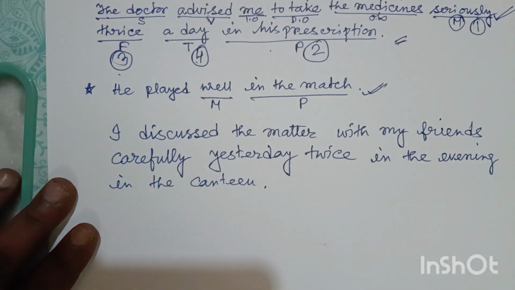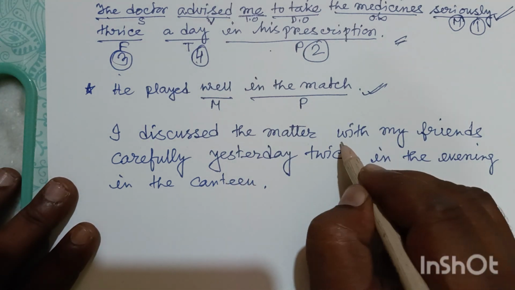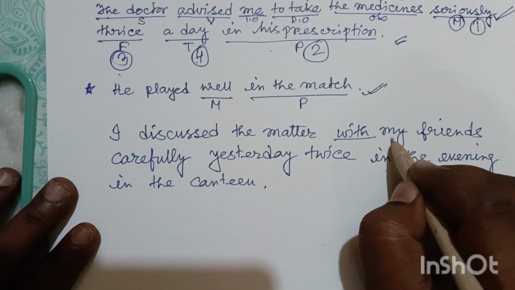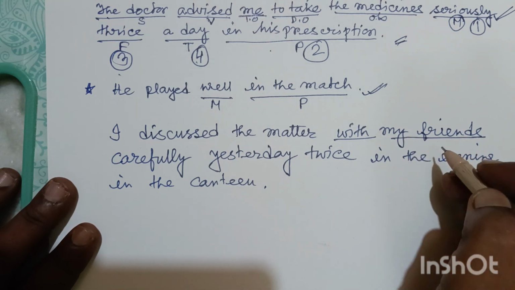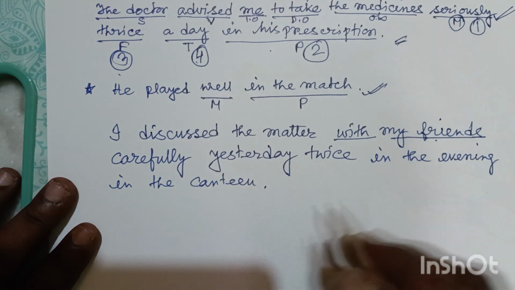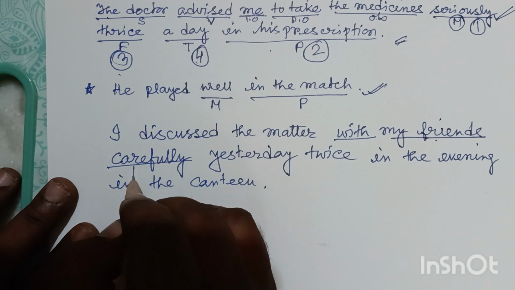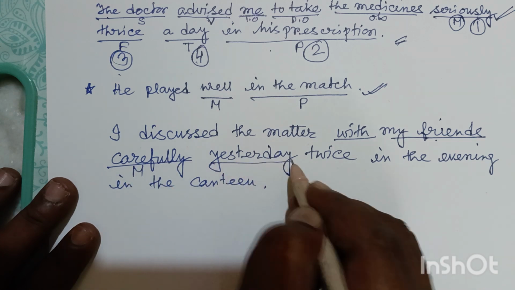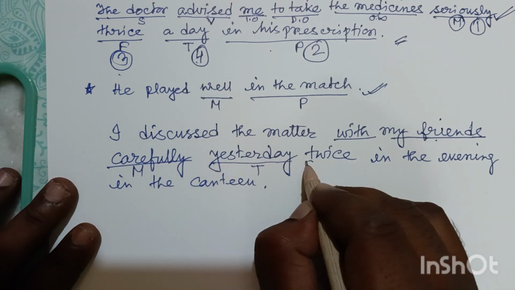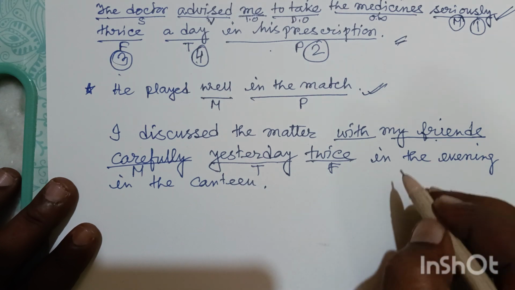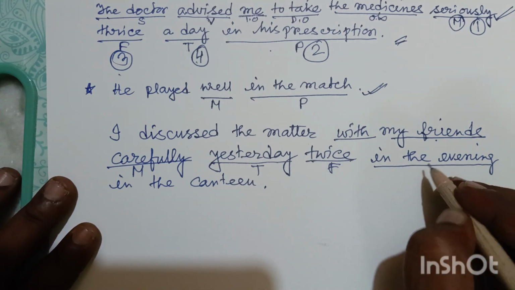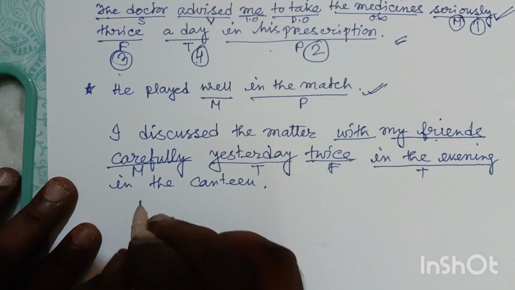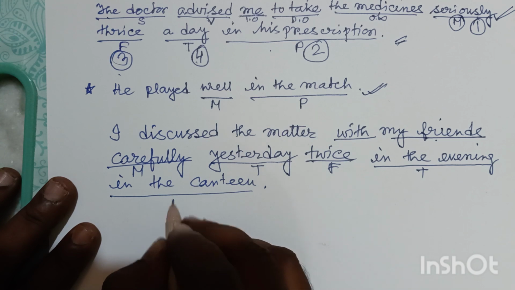Look, it's a big sentence. So here, look at this. Here it is a preposition. After that, this is the object of this preposition. Carefully, that is manner. Yesterday, that is time. Twice, that is frequency. In the evening, that is also a time. And in the canteen, that is place.